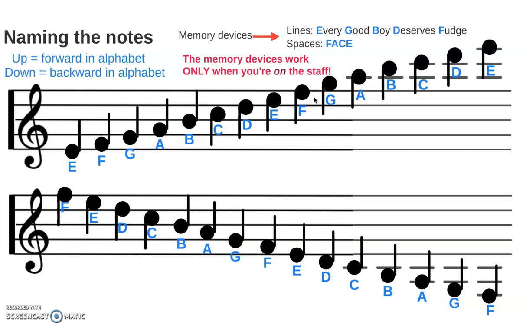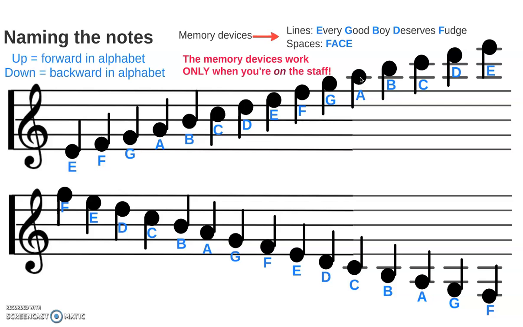Here is the thing about memory devices. I used to not even teach these because people would mess them up so often. They only work on the staff. They do not work when you go up above, and they do not work when you go down below. If you use the lines memory device and you're trying to find this note and you go like this, every good boy deserves fudge. Every. You would have the wrong answer. That's not an E, it's an A.